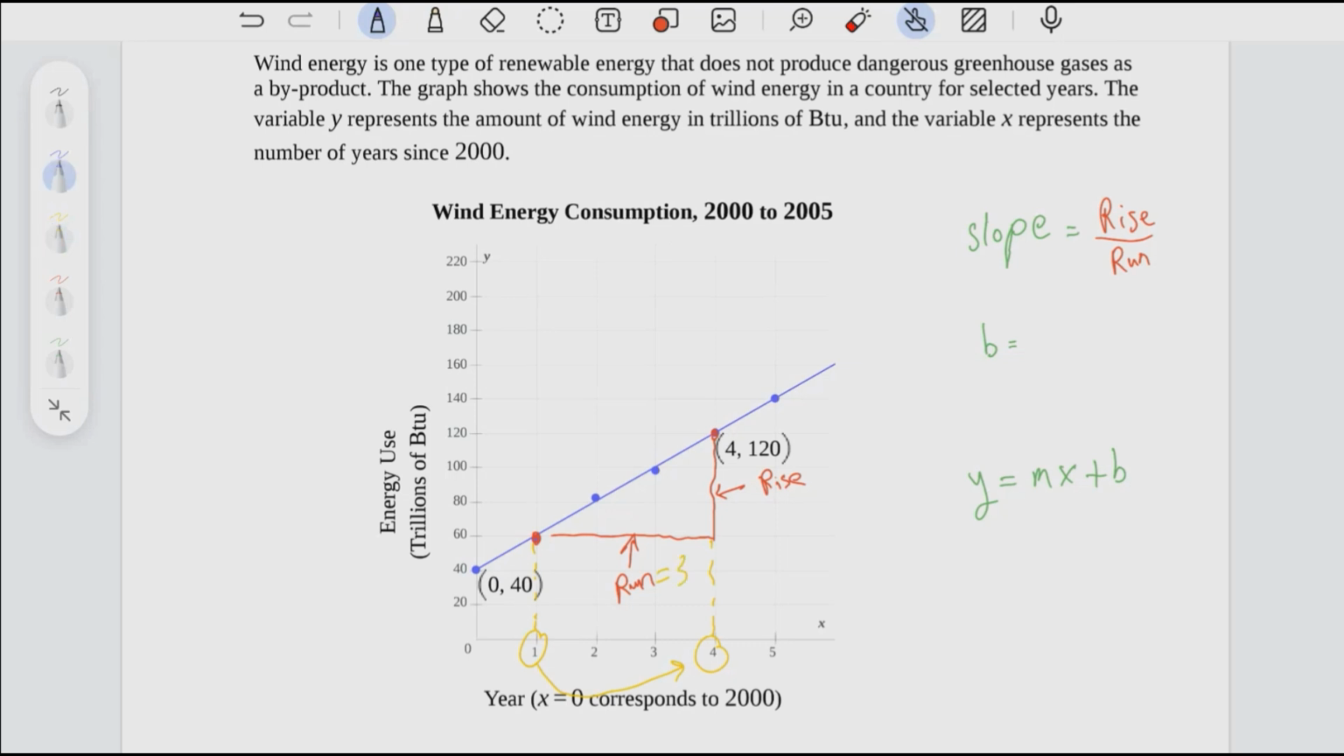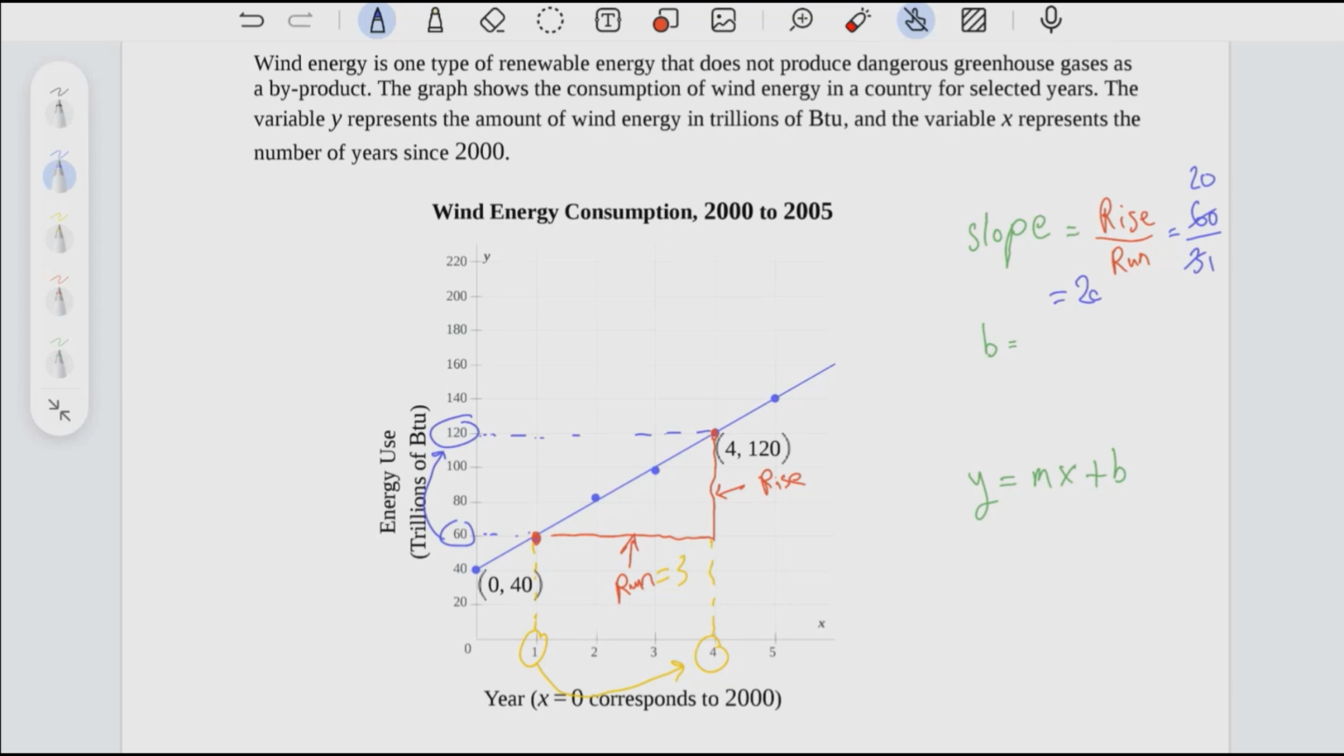And for the vertical change, it's from 60 to 120. So the change is 60. 60 over 3. You can simplify that by dividing by 3, which is 20. So the slope is 20.